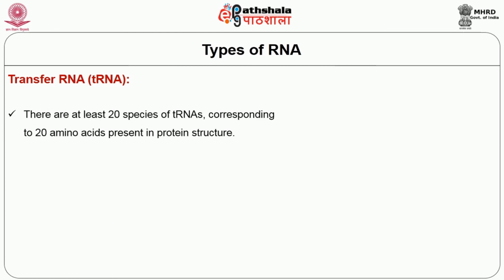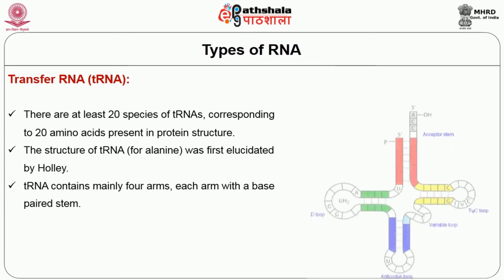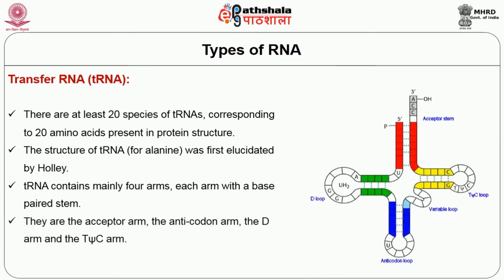There are at least 20 species of transfer RNAs corresponding to the 20 amino acids present in protein structure. The structure of tRNA was first elucidated by Holley. tRNA contains mainly 4 arms, each arm with a base paired stem. They are the acceptor arm, the anticodon arm, the D arm and the T psi C arm. All the tRNA molecules contain the 4 main arms.